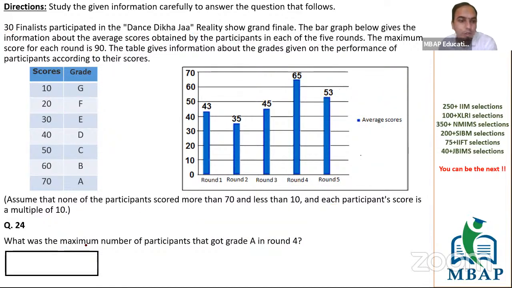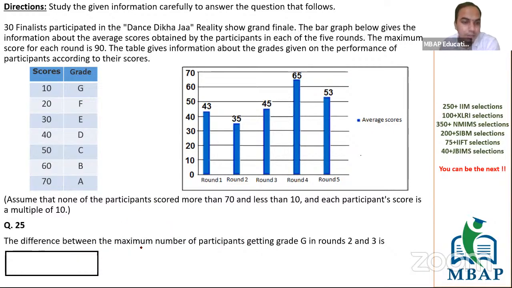Coming to here, if you see, what is the maximum number of participants that got grade A? What you would do to get grade A as maximum means the minimum number of people you would get 10 points for round 4. So here, one thing that you are understanding, the data is not very complexly given, but yes, this involves more number of combinations to be done in terms of the minimum maximum thing.